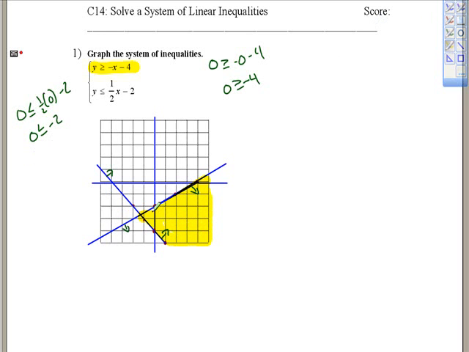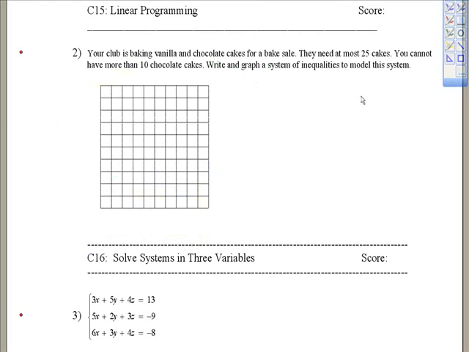And that's all they asked us to do, was just graph these. So we've done that. We're done. Any questions here? Number 2 is a linear programming concept. We're given a bunch of information, and we're asked to do a couple things. Let's see what we've got here.